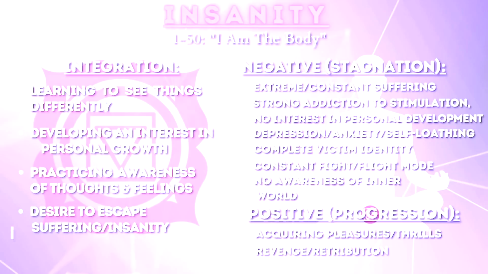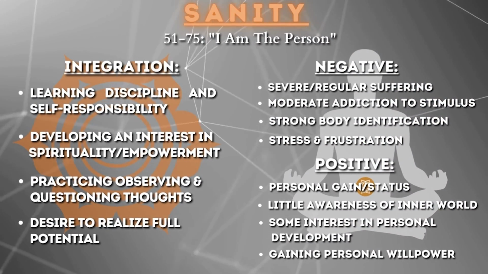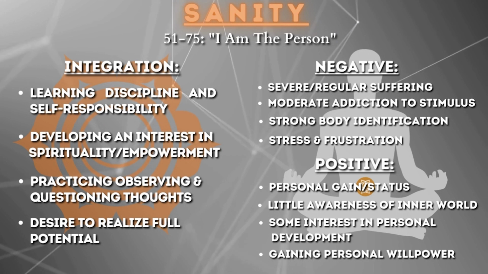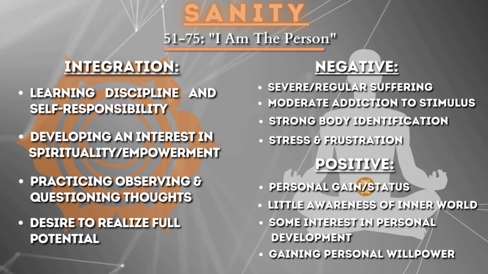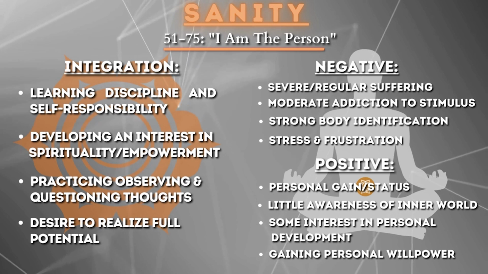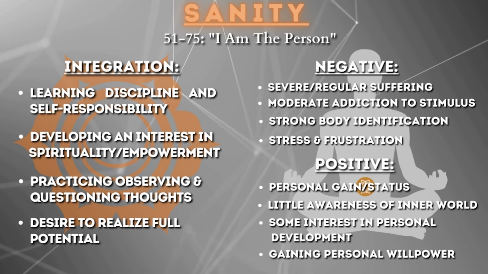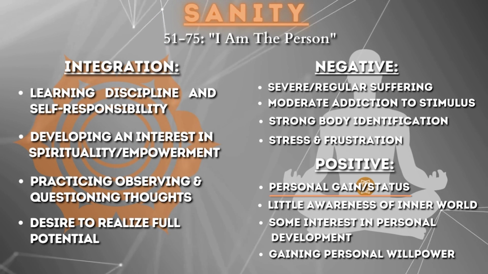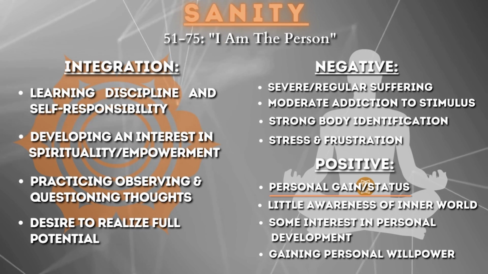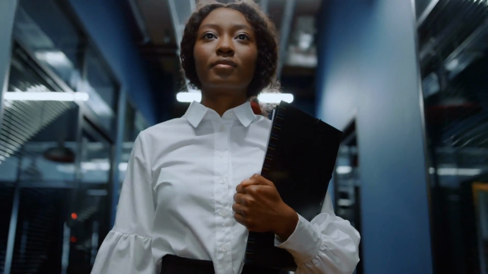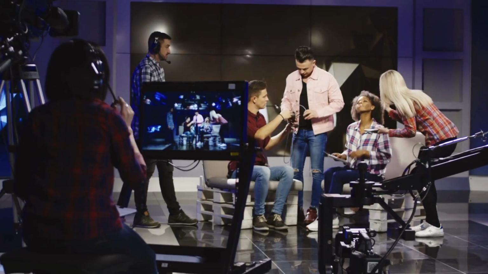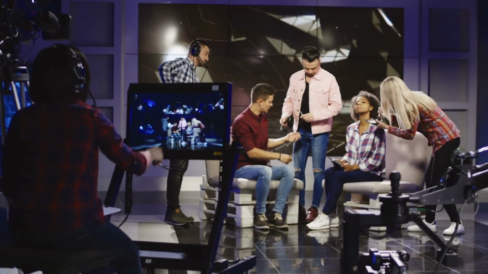The next level of SQ is Sanity, which correlates to the sacral chakra. This SQ range is between 51 and 75, and the identity at this level is I am the person. This is the range where one becomes interested in personal development. It may look like wanting to have a successful career, relationship, or to make a name for oneself. But it begins at the point where one realizes that their state of consciousness can be improved, and they aren't just a total victim to the world.